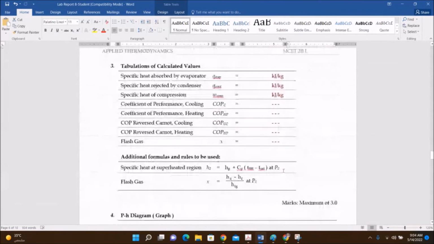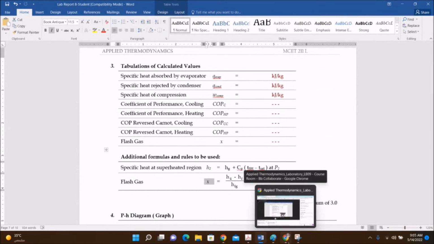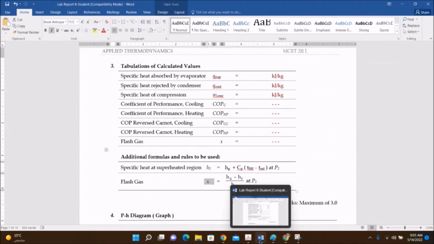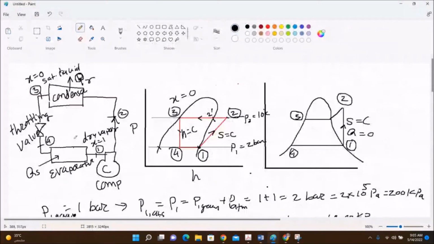But meanwhile, here it is also asked to find H2 by calculation. Find X. What is the condition of the refrigerant coming out from the throttling valve? What is the X4 here? Here, as I told you before, after throttling, the refrigerant will flash and form a mixture of liquid and vapor. Here it is liquid, here it is vapor, here it is a mixture. Okay, so now I need to find X4.